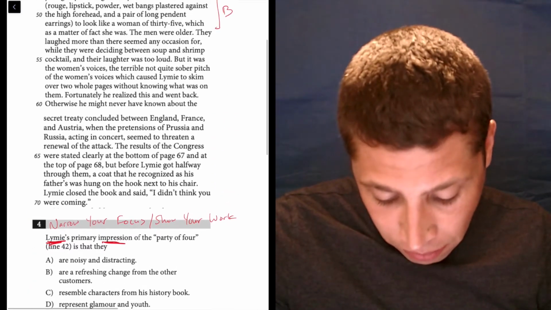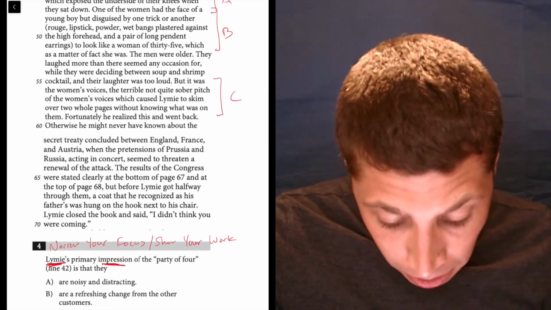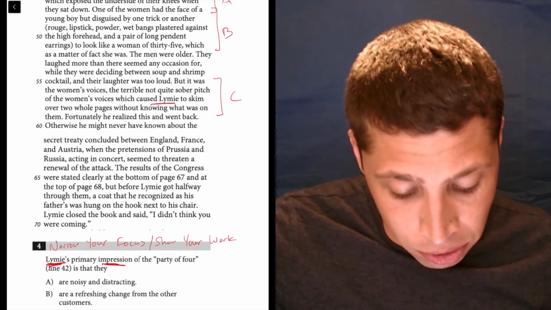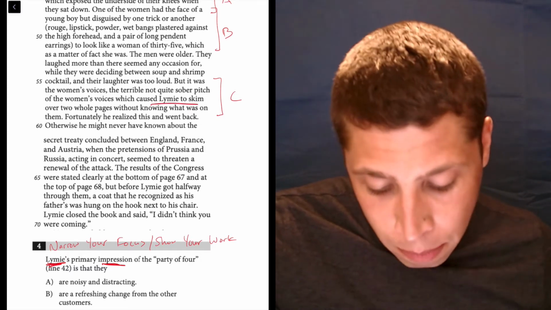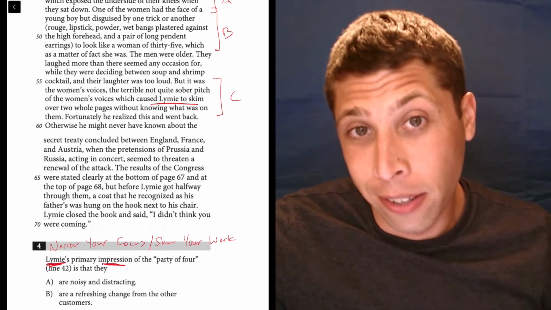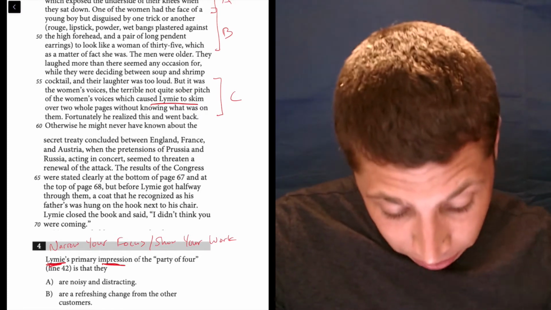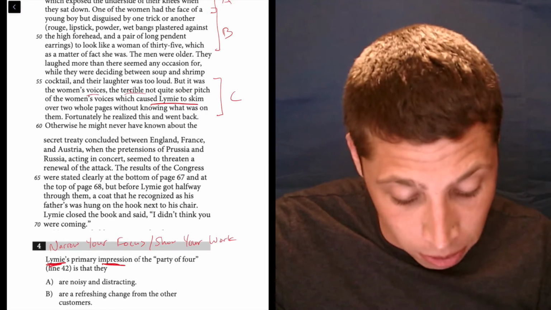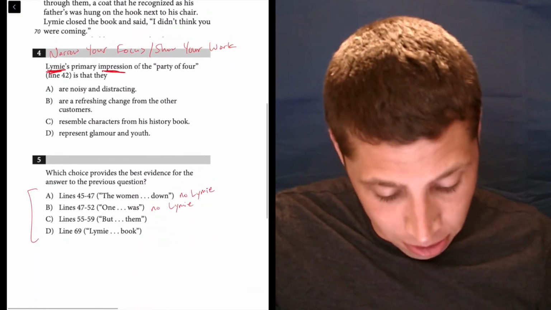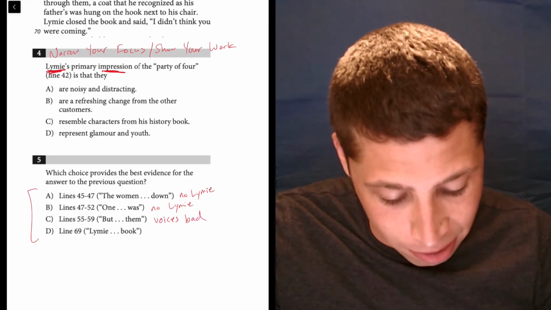Let's look at C, 55 to 59, right here. But it was the women's voices, the terrible, not quite sober pitch of the women's voices, which caused Limey to skim over 2 whole pages without knowing what was on them. So it's still describing them. It's saying that their voices are terrible, but it's including Limey in this. So let's go with voices bad as my descriptor here.